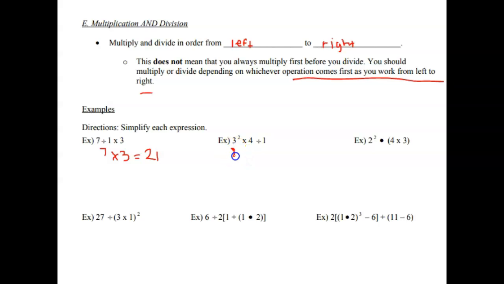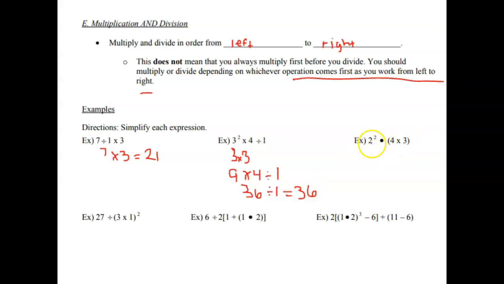So I'm taking 3 two times, right? So 3 times 3, that's going to be 9. And then I'll have from left to right, I got to do 9 times 4 divided by 1. Well, 9 times 4 is going to be 36. Again, I work from left to right, and 36 divided by 1 is still 36. Work from left to right.